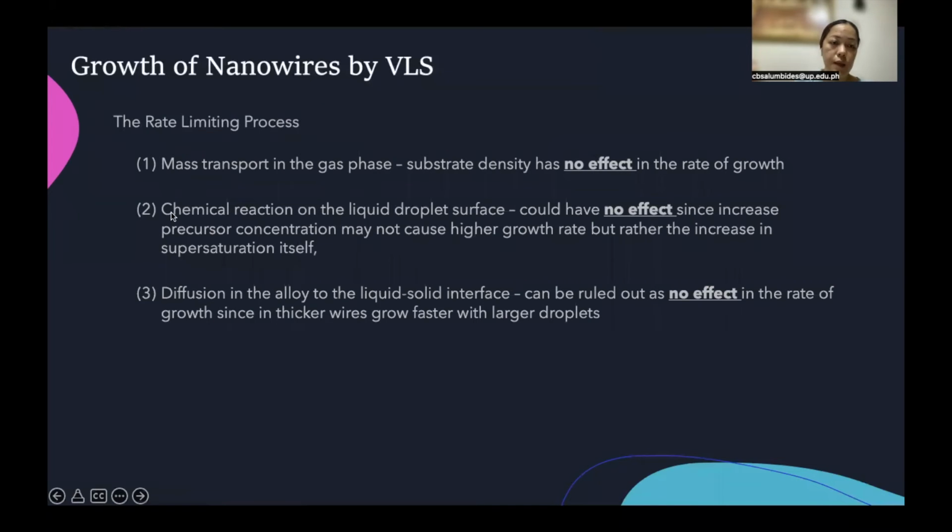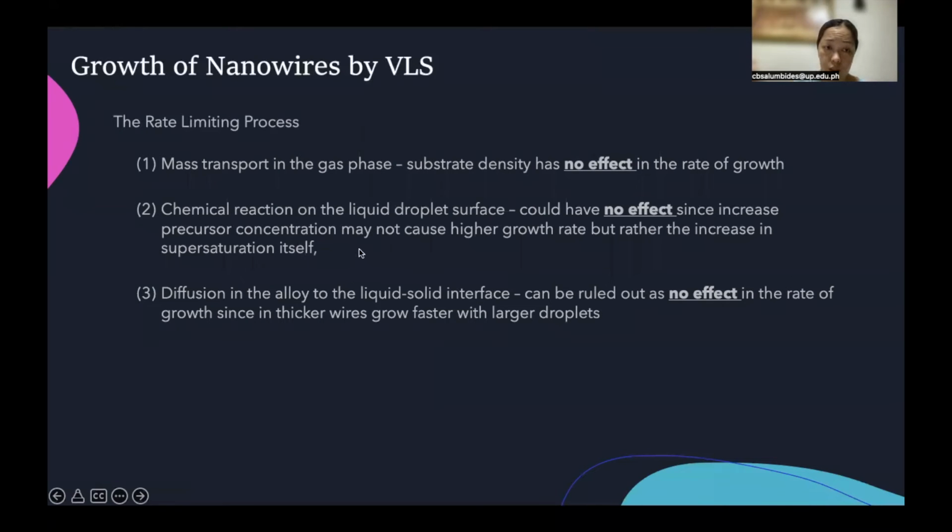And then the third step is the diffusion in the alloy to the liquid-solid interface. This can be ruled out as having an effect on the rate of growth, since thicker wires grow faster from larger droplets. It means that with larger droplets, the atoms cover a greater distance going towards the solid-liquid interface.